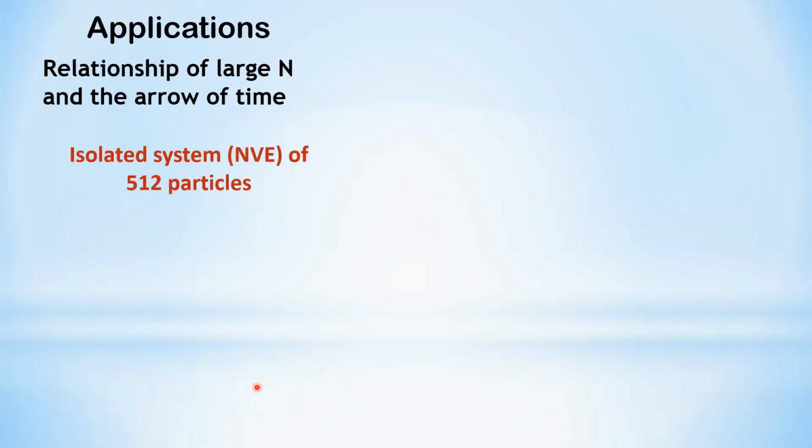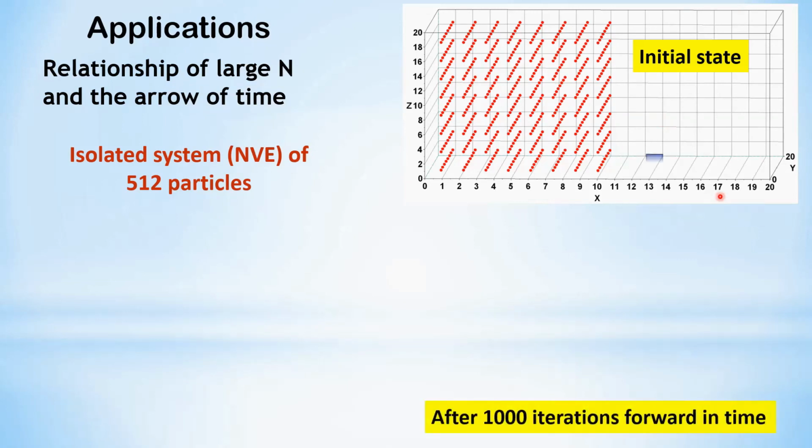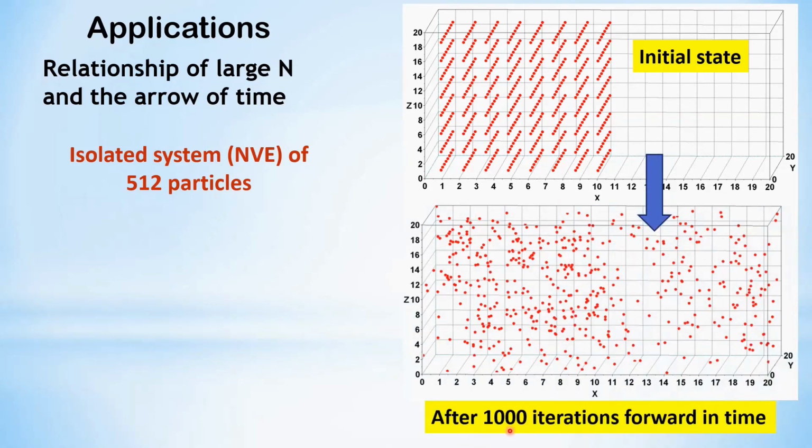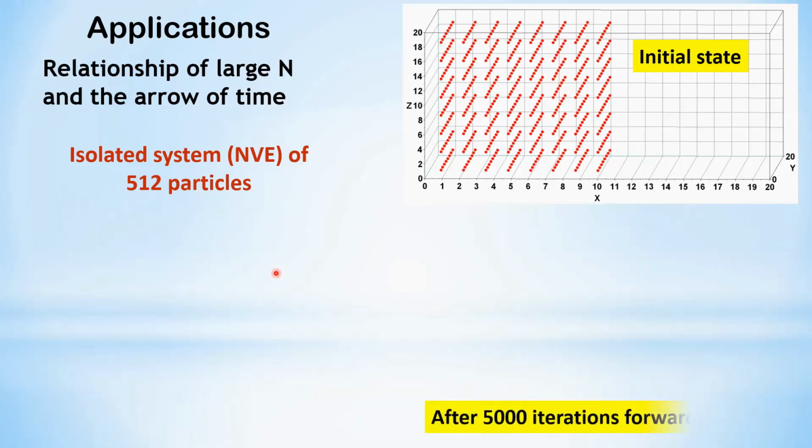Let's consider an isolated system of 512 particles. Say this is the initial state of the system where we have kept all the particles on the left side, and now if we simulate say 1000 times forward in time, then we get the final positions of the particles like this. If we simulate the system backward in time for 1000 iterations, we get something like this. There might be some numerical errors because of round off, otherwise we will be able to get more or less the initial state. But if we simulate say 5000 iterations forward in time, we get something like this.